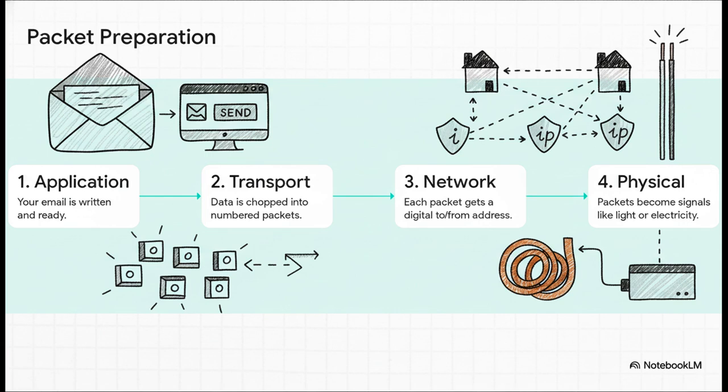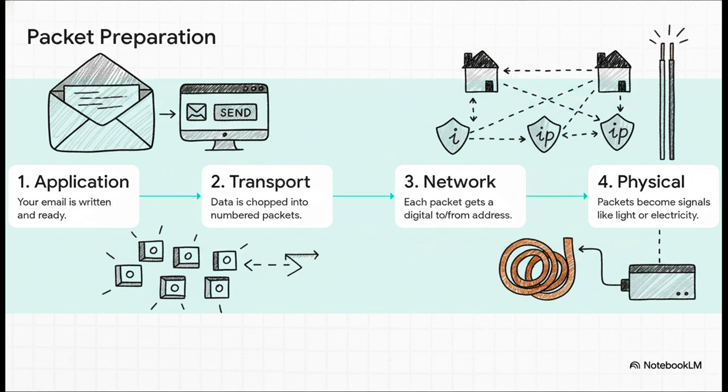This is where a super important protocol called TCP, that stands for Transmission Control Protocol, jumps in. It takes your email and chops it up into all those little numbered packets we mentioned. And it's smart about it too. It adds a kind of digital checklist to each one to make sure nothing gets lost. After that, we have the network layer. This is where each and every one of those packets gets its digital address, kind of like the to and from on an envelope, but we call them IP addresses. And finally, the physical layer.